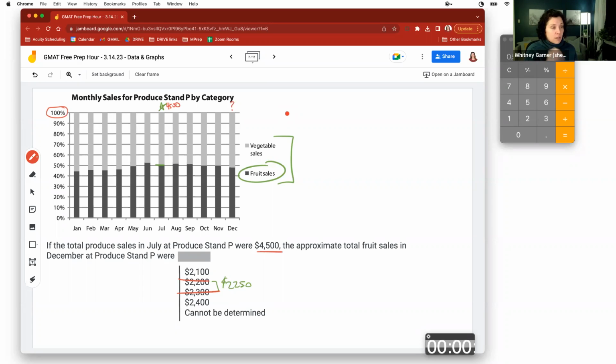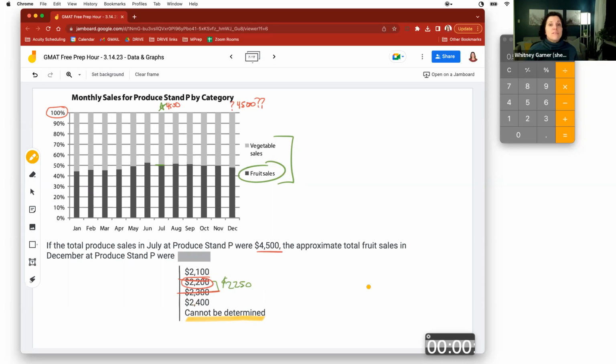Note that this table doesn't give us dollar amounts. And so for any of these data points, I'm going to have to be told, what does this 100% represent? So in this case, if we had thought, oh, is this 4,500? And so fruit sales are a little less than half. And so you'd want to go 2,200. However, I don't know that this is the total for December. The correct answer is actually that it cannot be determined.